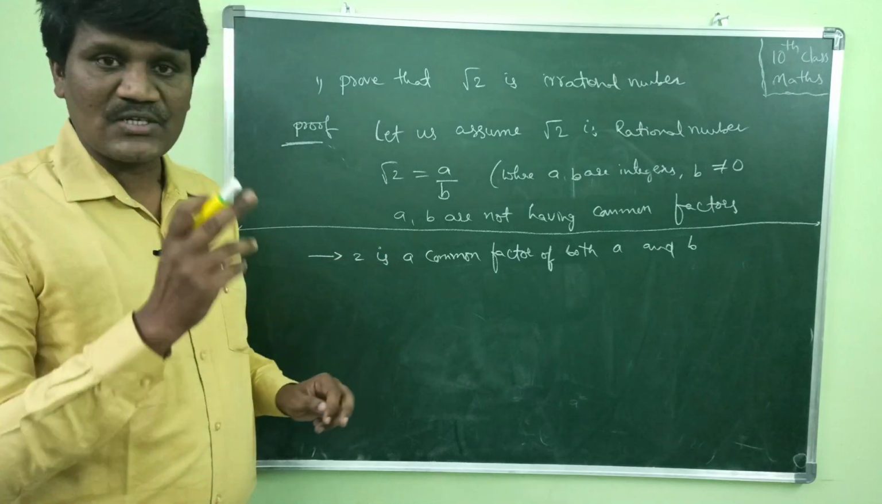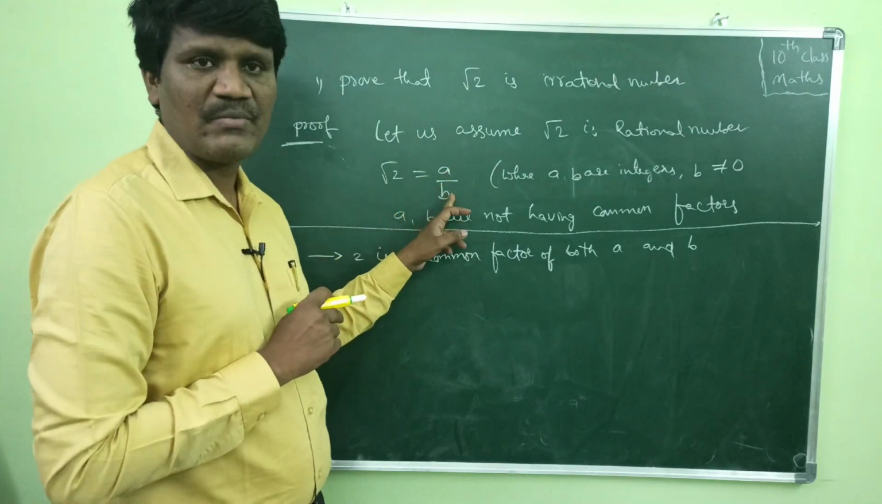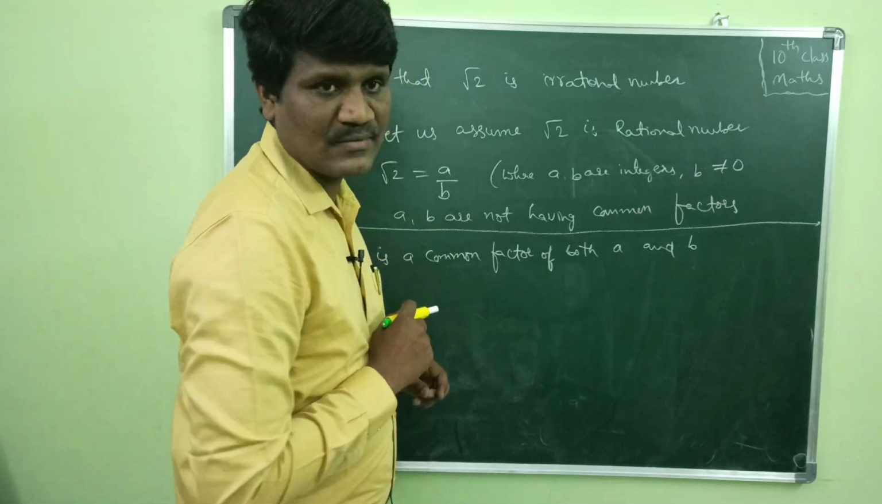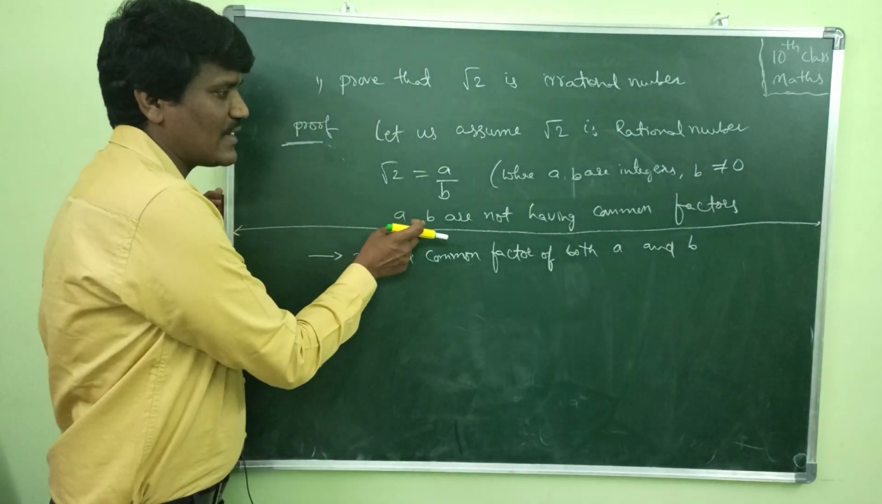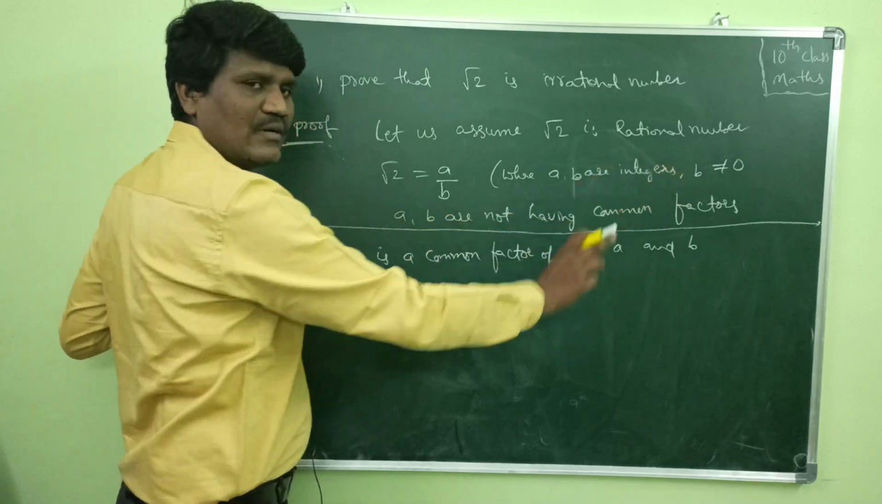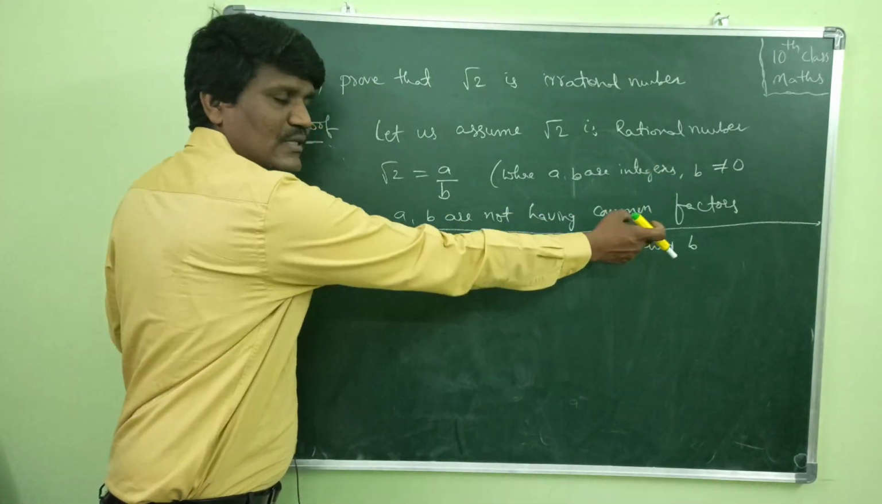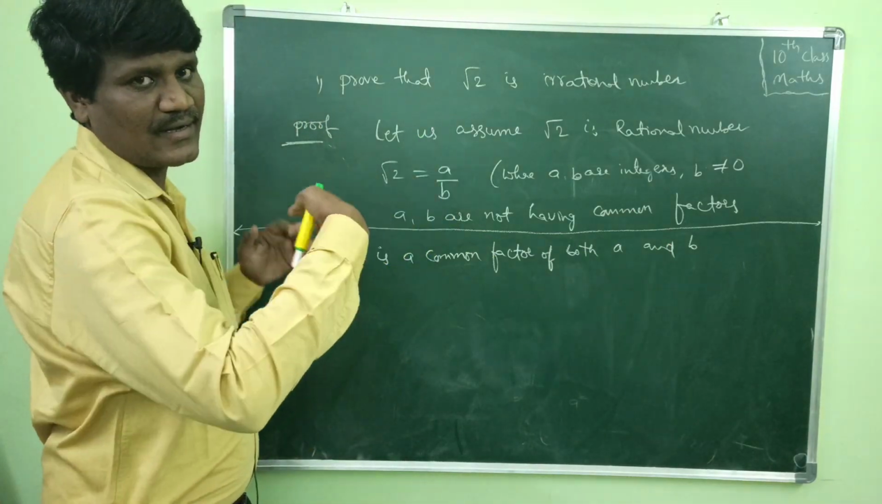So if you observe, root 2 is equal to a by b, I have taken, and a by b also we have taken as co-primes. Co-primes are nothing but a, b not having common factors. Now here we got 2 is a common factor of both a and b. Both are contradicting each other.